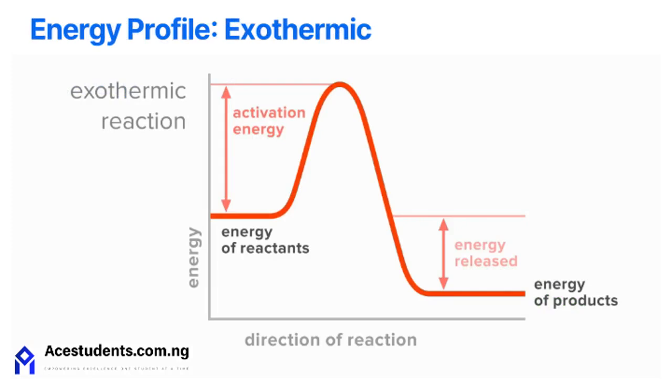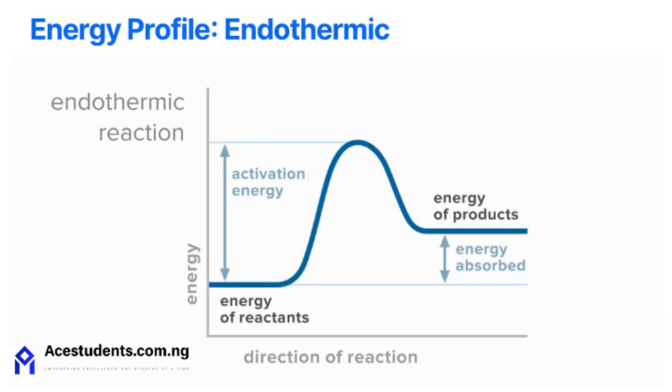In an exothermic reaction, the energy profile diagram shows the reactants at a higher energy level than the products. The difference in energy is released to the surroundings. In an endothermic reaction, the energy profile diagram shows the reactants at a lower energy level than the products. This difference in energy is absorbed from the surroundings.